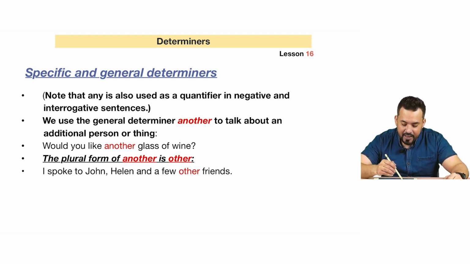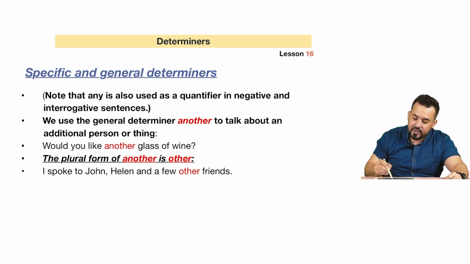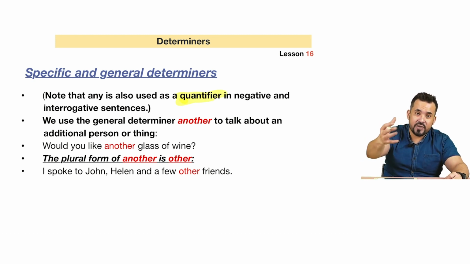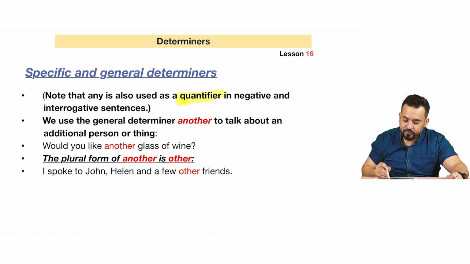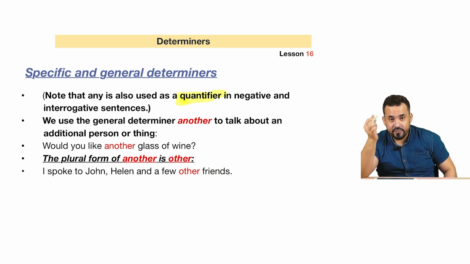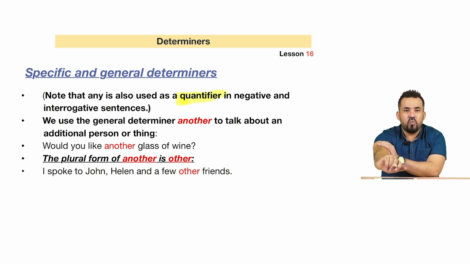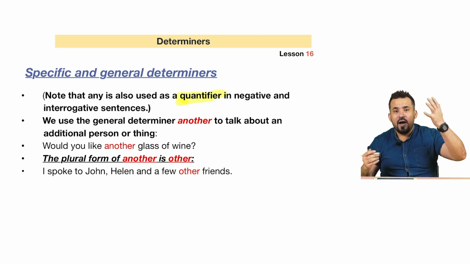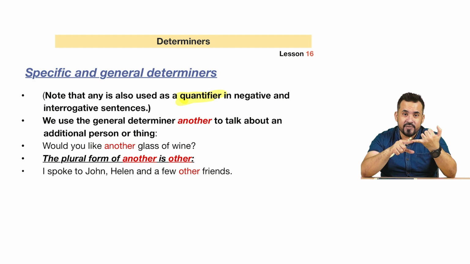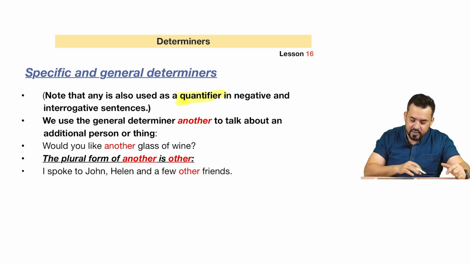Note, any is also used as a quantifier. Normally we use quantifiers to say how much of something there is. Okay? So any is used as a quantifier in negatives and in questions. Interrogative sentences is just a fancy way of saying questions. So, any is used as a quantifier in negatives and in questions, right? Let's take a look.